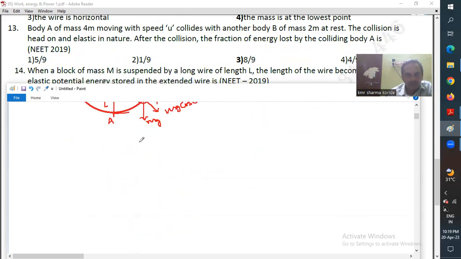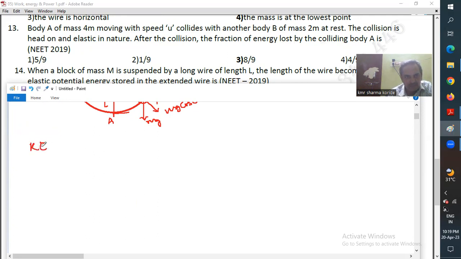Moving to the next question. Body A of mass 4m moving with the speed u collides with another body B of mass 2m which is at rest. So u2 is 0. The collision is head-on and elastic in nature. After collision, the fraction of energy lost by the colliding body A is asked. Kinetic energy lost means it is transferred to the second body.